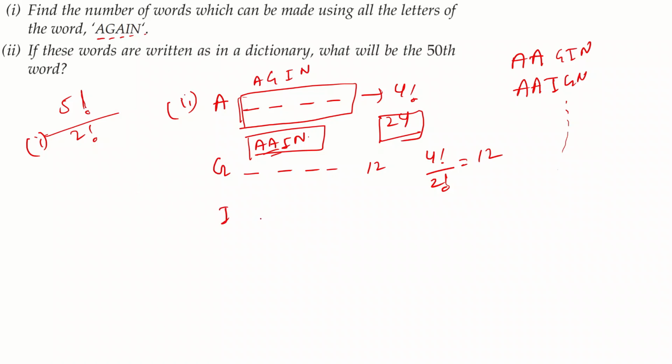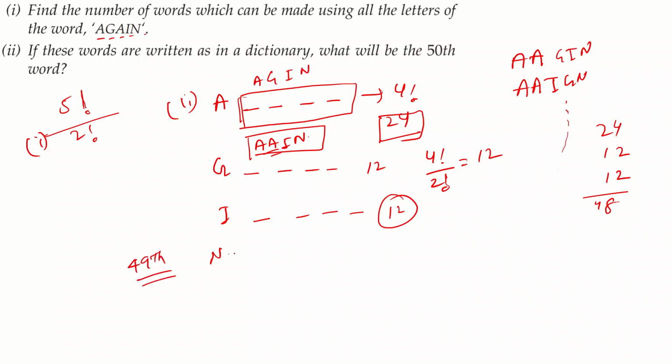Then come to I. Again it will give you 12 words that start with I. So what is the count now? 24 plus 12 plus 12. So we have in all 48 words as of now. So now come to the letter N. Okay, so now what will be the 49th? This will be the 49th word, right?